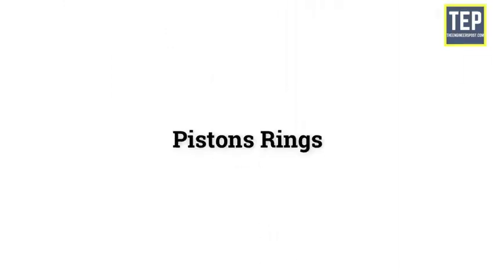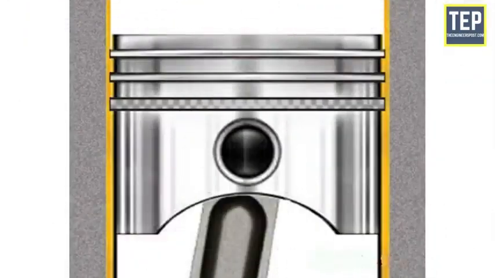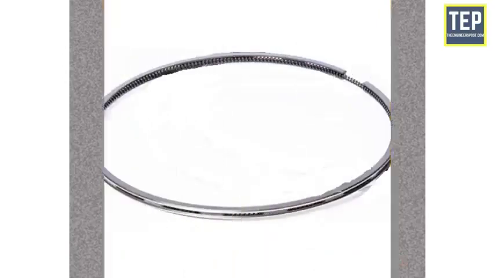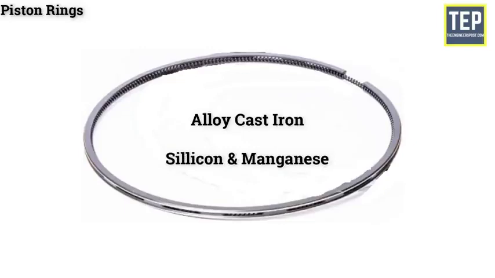Piston rings. The piston rings are fitted into the grooves of the piston to maintain a good seal between the piston and the cylinder wall. The function of piston rings is to form a seal for the high-pressure gases from the combustion chamber entering into the crankcase. The material generally used for piston rings is fine-grained alloy cast iron containing silicon and manganese. It has good heat and wear-resisting qualities.